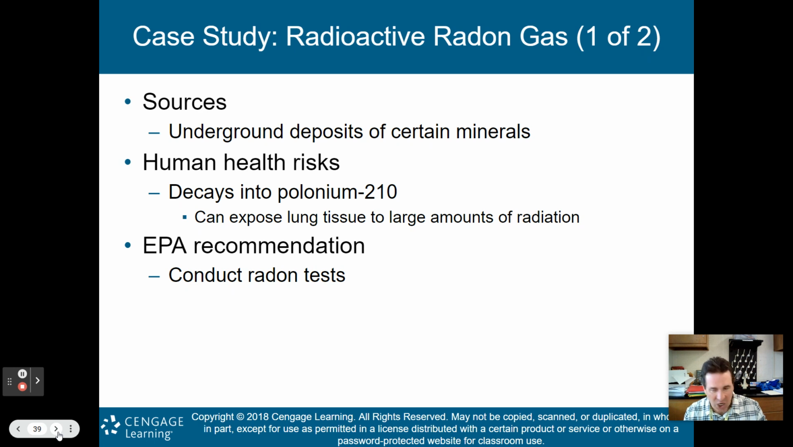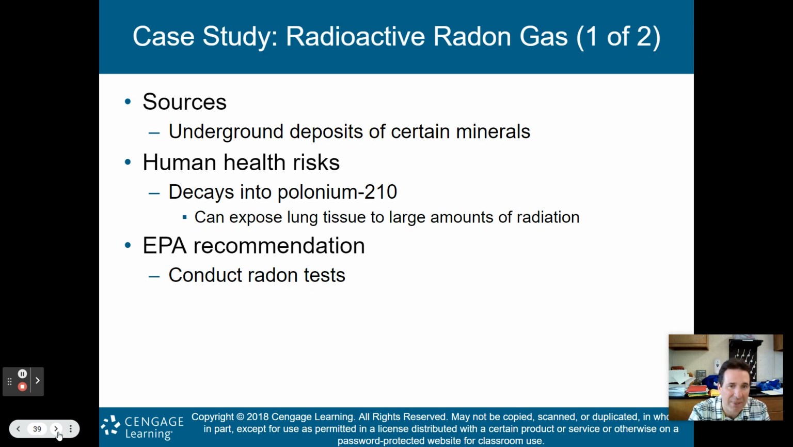I remember when I was young growing up in this area, my father would have to put radon test kits in our basement to make sure that we didn't get any radon gas into our home. So what is the source? Underground deposits of certain minerals, right? So basically these minerals decay into radon gas, which decays into polonium-210, which can expose lung tissue to large amounts of radiation.